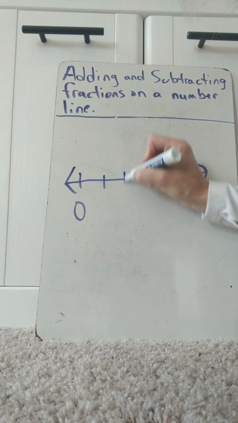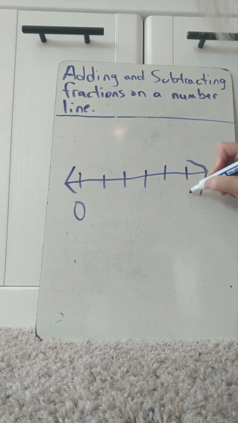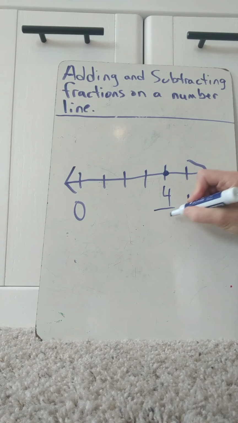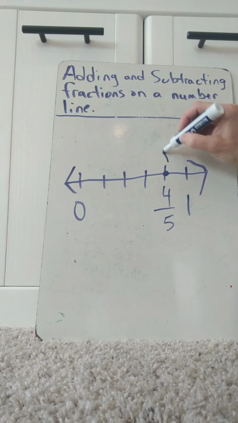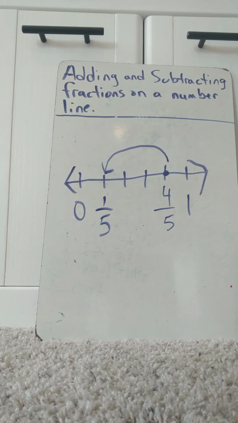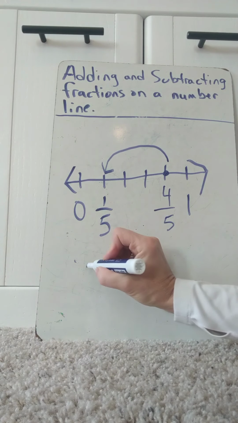Zero. We're going to have 1, 2, 3, 4, 5. Okay, so you may see a number line that looks like this, okay? So the first thing you're going to say to yourself, remember the steps, is where is this arrow beginning? Well, it's beginning right here. And they told me it's 4/5. So I'm just going to write that down, okay?